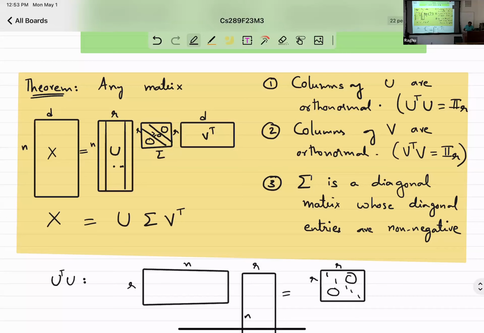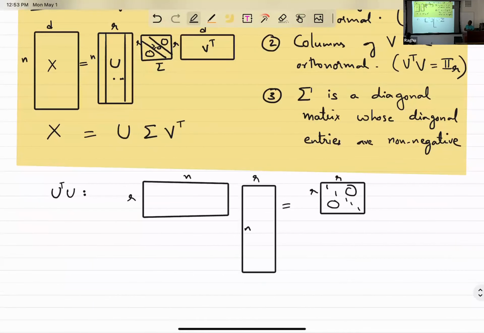All right. I should say that sometimes I've written it as n by r, r by r, and so on. Sometimes you see it stated in versions where the inner matrix sigma is full dimensional, like d by d. But it doesn't matter. Everything comes out to be the same thing in the end.